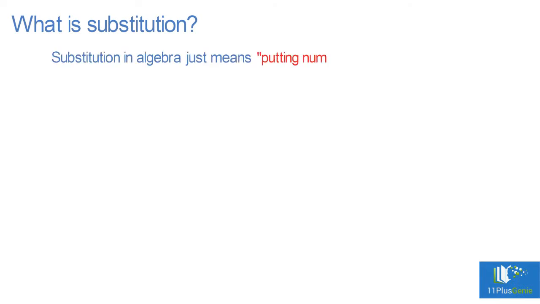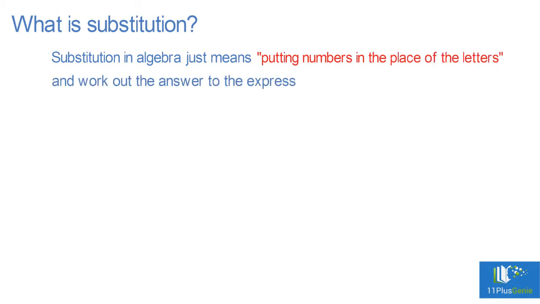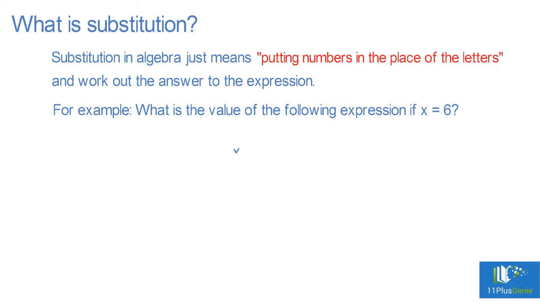What is substitution? Substitution in algebra just means putting numbers in the place of the letters and work out the answer to the expression. For example, what is the value of the following expression if x equals 6? x add x over 3. We know that x equals 6. We just put 6 where x is. 6 add 6 over 3. That equals 6 add 2, which equals 8.